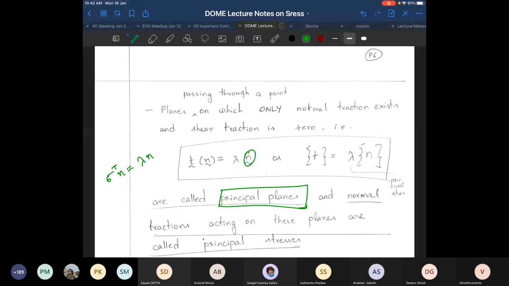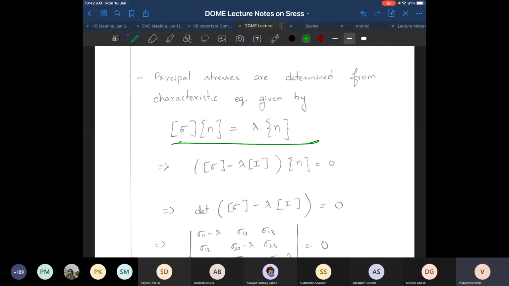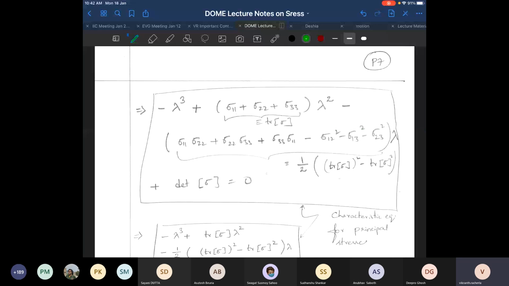So how do you get principal stresses? You get principal stresses by solving this equation. Now remember sigma equals sigma transpose, so sigma transpose n equals lambda n can also be written as sigma n equals lambda n. You get the principal stresses by solving determinant of sigma minus lambda equal to 0. The equation that you get, what do you call this equation? You call it the characteristic equation. So this is the characteristic equation for principal stresses.